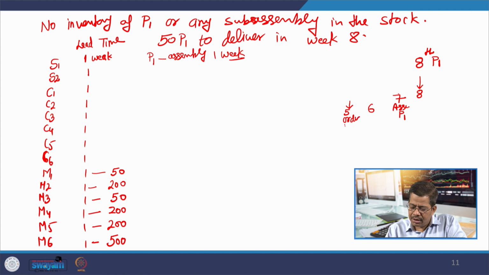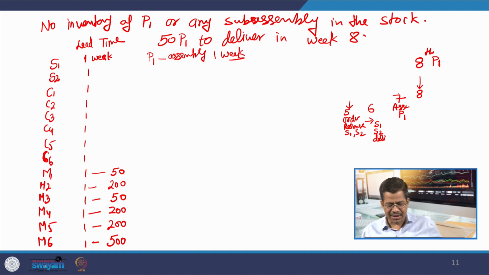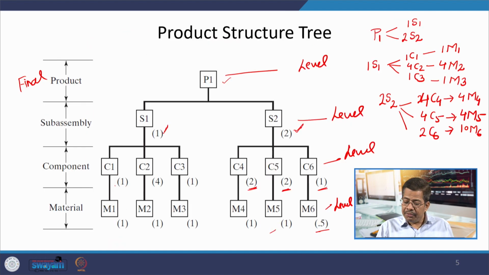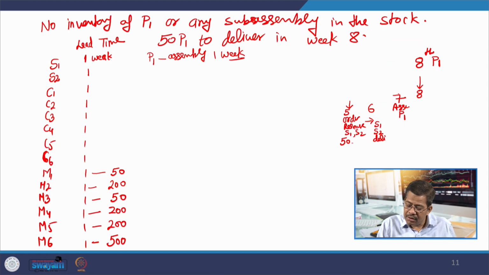Order release for S1 and S2, and then S1, S2 delivered. And then you will use this S1, S2 in the 7th period for the assembly. And the quantity of S1, S2 which you need is 50 S1 and 100 S2.